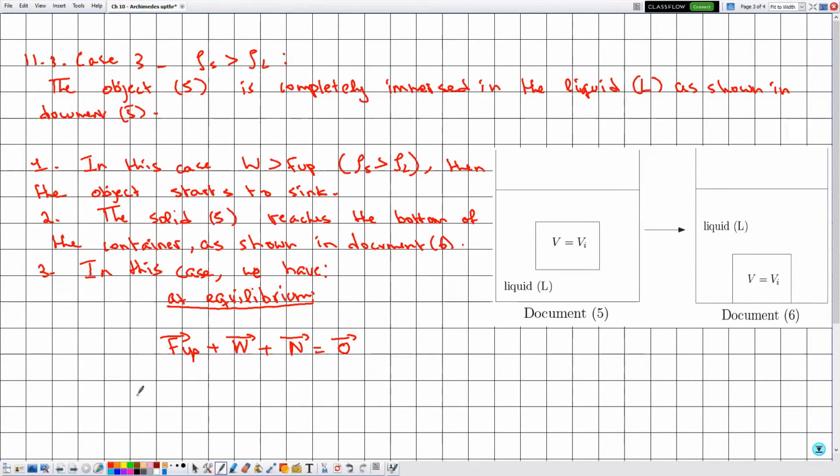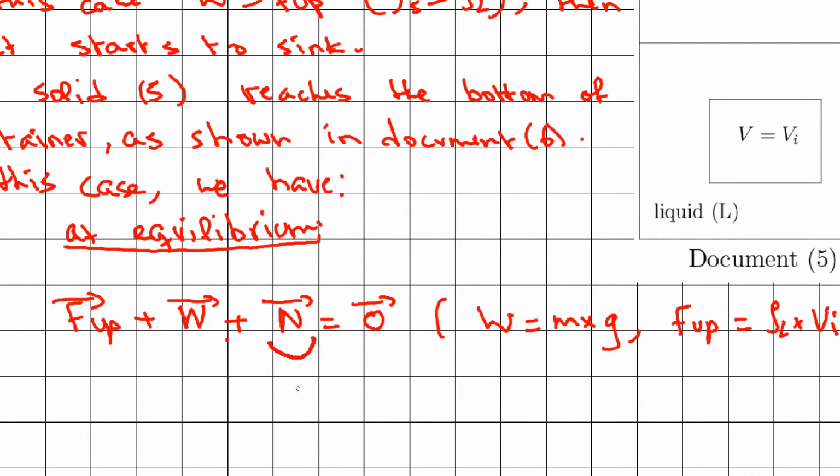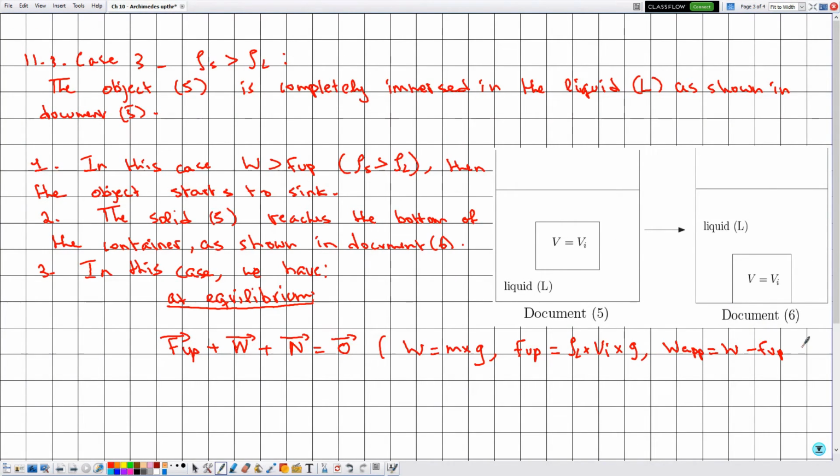However, what we can say is that the magnitude of the weight is for sure given by M multiplied by g, and the magnitude of F upthrust is given by the density of the liquid times the volume of the immersed part times g. Here we can also discuss the apparent weight. The apparent weight is given by the real weight minus F upthrust. But in this case, we don't know if the real weight is equal to F upthrust, because we have the normal reaction in addition to these forces. So we cannot say it's equal to 0. We'll simply say that it is different than 0.